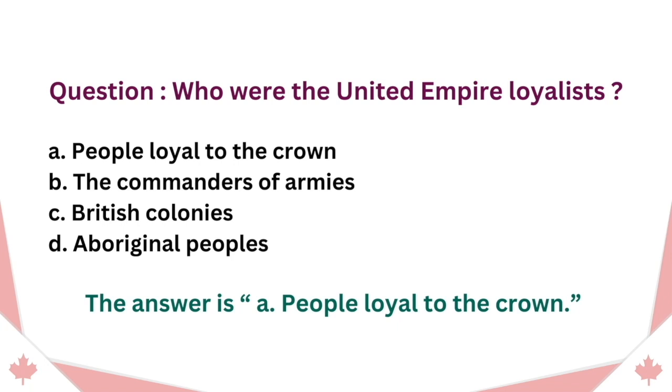Question. Who were the United Empire Loyalists? A. People loyal to the crown. B. The commanders of armies. C. British colonies. D. Aboriginal peoples. The answer is A. People loyal to the crown.